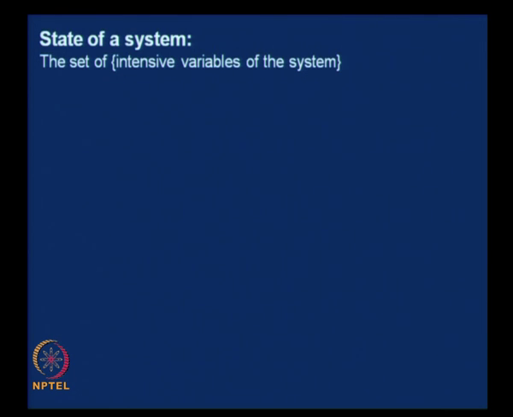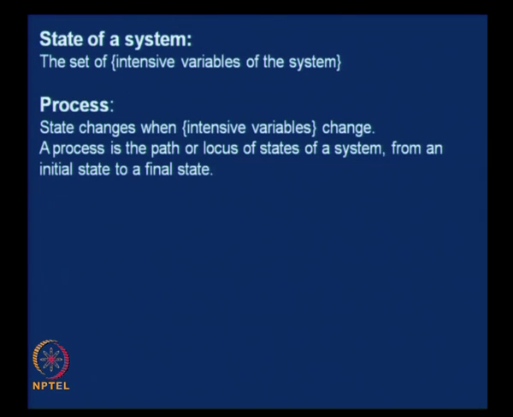The next concept that we will review is the state of the system. The state of the system refers to nothing but a set of intensive variables of the system. For example, a system is at a particular pressure, temperature, volume. That set of properties, pressure of some atmospheres or kPa, some temperature in degrees C and so on, is called the state of a system. Next is process.